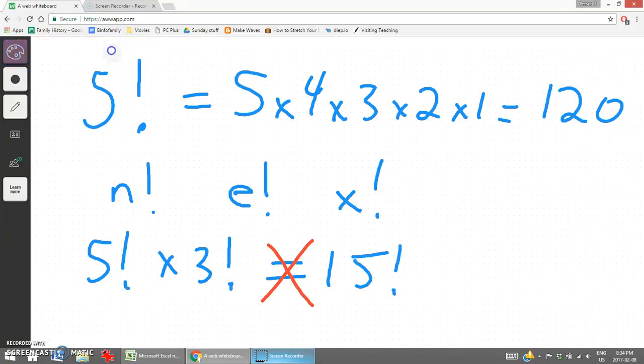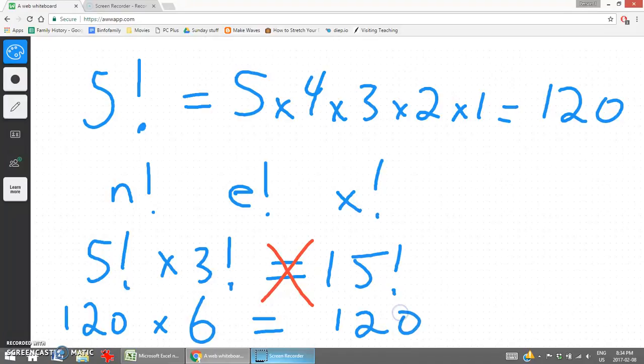We know that 5 factorial equals 120. 3 factorial will be 3 times 2 times 1, so that would equal 6. So 5 factorial times 3 factorial equals 720. It does not equal 15 factorial. You cannot multiply, subtract, add, or divide factorials. So same thing, we could not go 5 factorial plus 3 factorial thinking that equals 8 factorial. That is incorrect. Let's delete this.